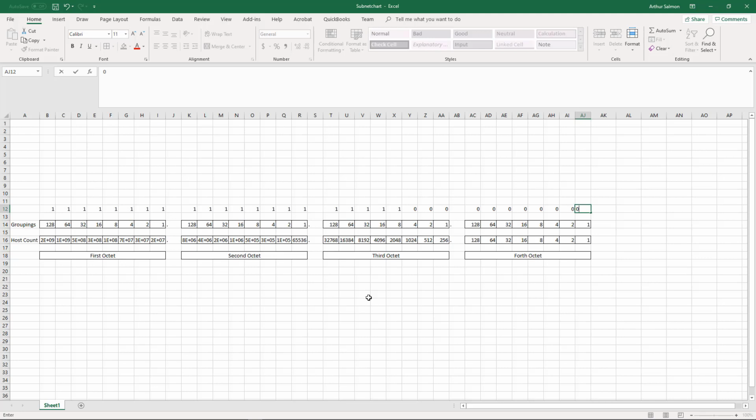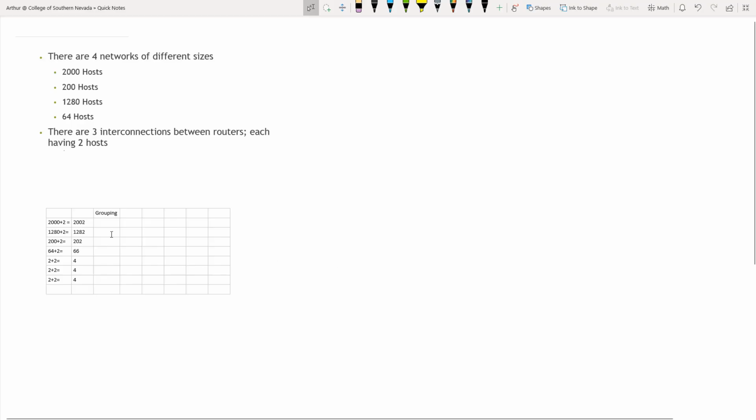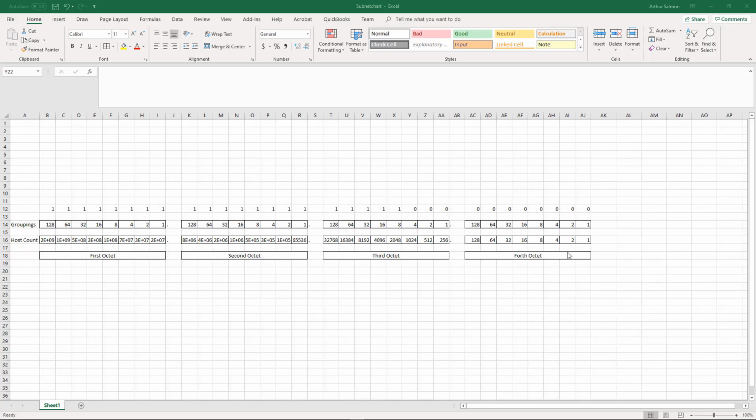Since we are looking at groupings, we look at where the first 1 is on the right-hand side, and we are doing groups of 8. So our group that will give us 2,002 hosts will be groupings of 8. And next we need to figure out what our subnet numbers are going to be. For that we go back to our chart and we add up where the 1s are. Again, since we're doing groups of 8, we add all these 1s up.